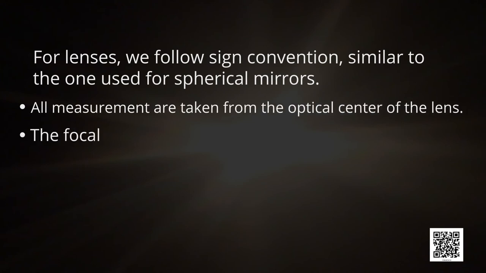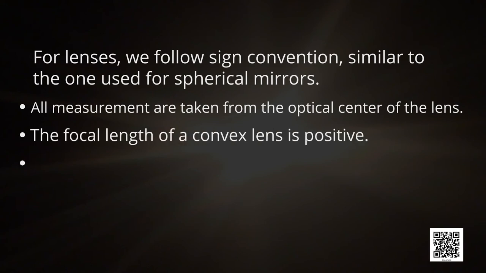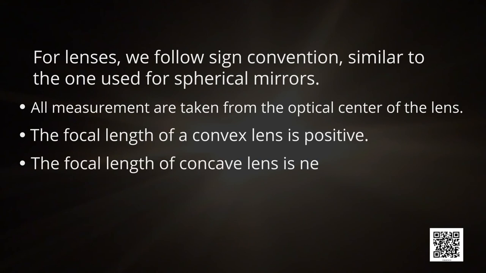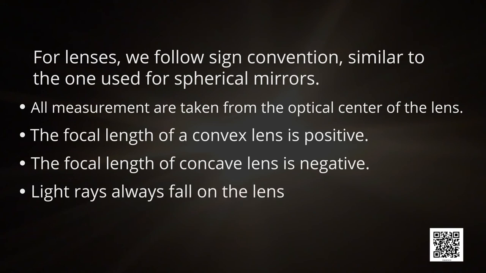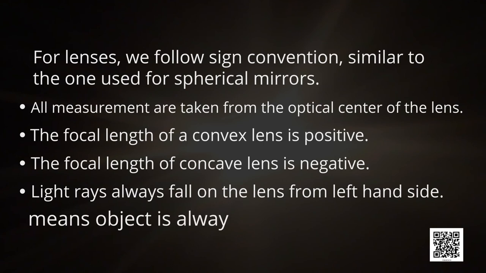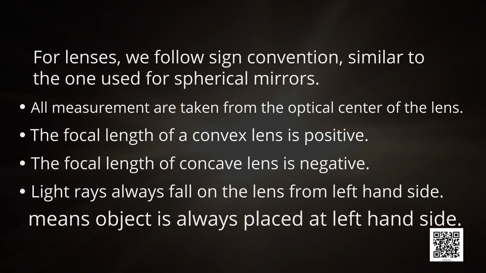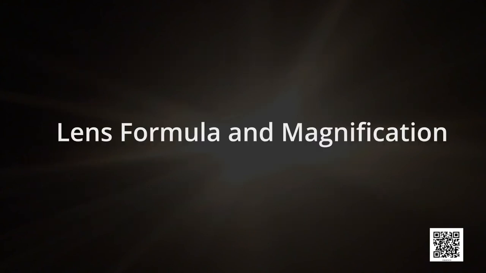The focal length of a convex lens is positive and that of a concave lens is negative. Light rays always fall on the lens from the left-hand side, meaning the object is always placed on the left-hand side. Now let's see the lens formula and magnification.